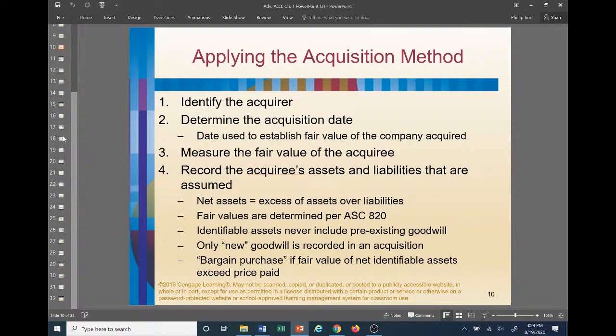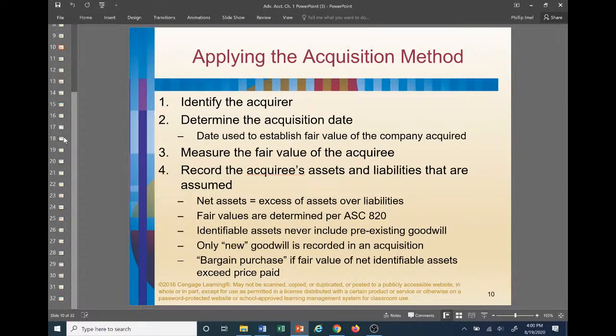All right. So we want to measure the fair value of the acquiree. What we mean by that is we want to look at their books. They're going to have a book value of where they're carrying their assets, and then we're going to have the fair values. So we need to measure the fair value of the acquiree. The book values and fair values will most likely differ.